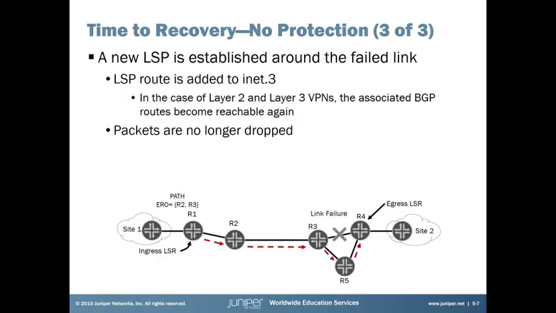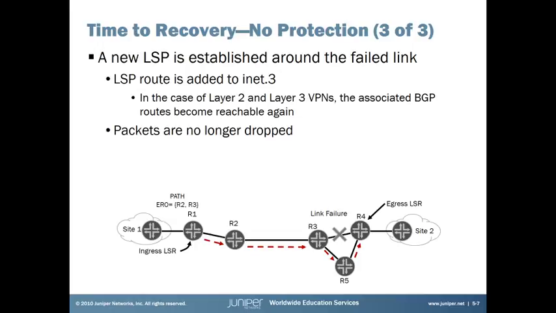Okay, so a new LSP is established around the failed link. The LSP route is added back into the INET.3 table. A little note here about the layer 2 and layer 3 VPNs. We haven't covered those yet. We're going to be covering layer 2 and layer 3 VPNs in our next lesson. But the really important point here is that traffic cannot traverse those VPNs, or traffic is being dropped across those VPNs, as long as the LSP is out.